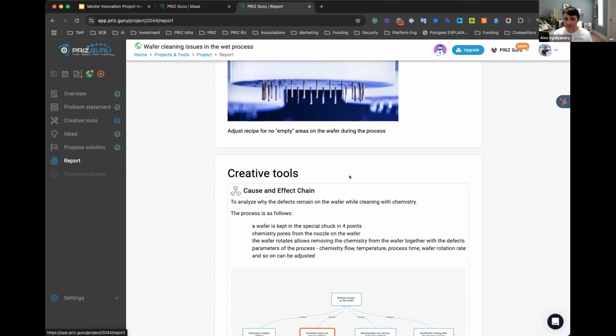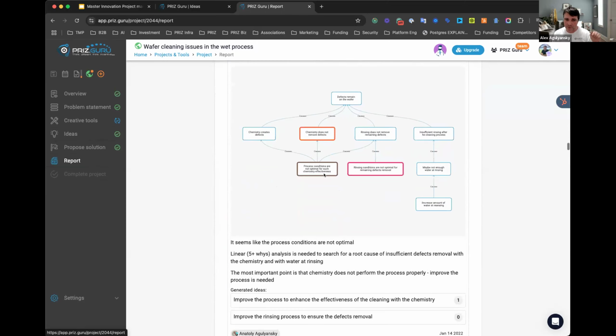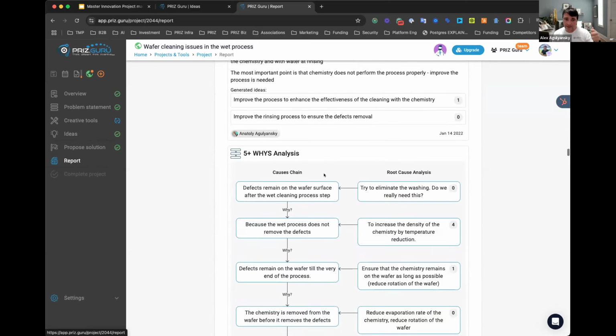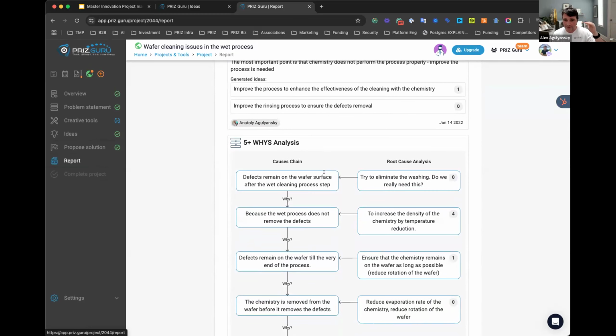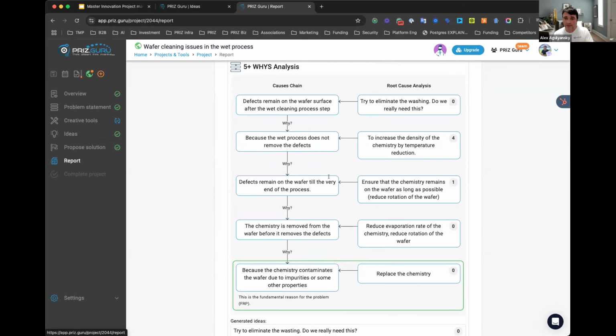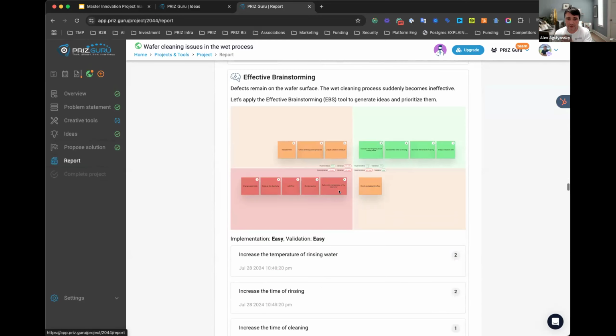But it doesn't end there. We're actually documenting each and every step in the process, which tools were used, who used them, and which ideas got generated as a result. So it's basically a fingerprint of the entire project. Who did what? Why did we come up with a particular idea? What triggered us to generate that idea, right? The entire thought process is documented here.